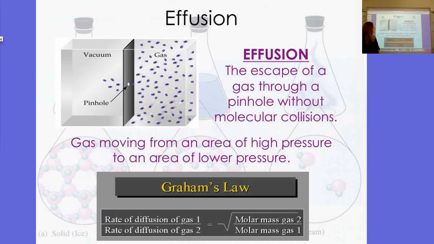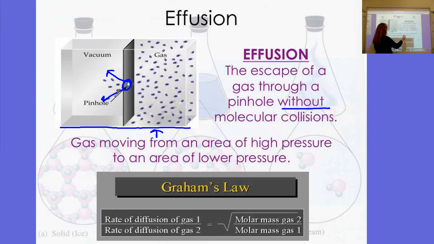Effusion. Again, we're talking about gases. Effusion, here's your definition. The escape of a gas through a pinhole without any molecular collision. So in this diagram, I have 2 sections to my enclosed box. If all the gas is trapped in this right section, but you cut a hole in between the divider, eventually some of the gas will escape into the vacuum, the empty side of the box. Gases are going to move from high pressure to low pressure.